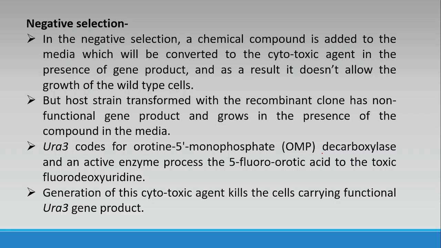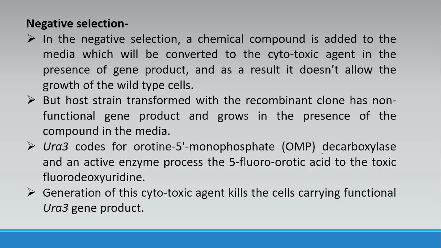URA3 codes for orotidine 5-monophosphate (OMP) decarboxylase, and this active enzyme will process 5-fluoroorotic acid to the toxic fluorodeoxyuridine. The component present in the medium is 5-fluoroorotic acid and it is converted into the toxic fluorodeoxyuridine. So generation of this cytotoxic agent kills the cells carrying the functional URA3 gene product.